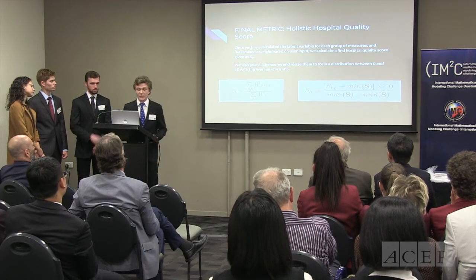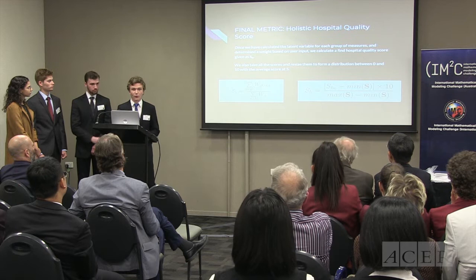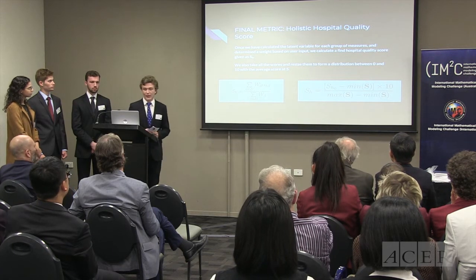So this is the final metric that we reach and use in ranking our model. What we do is we take the latent variable for each model, which you can see as alpha there in this equation, and then we multiply it by the weight and then sum over all those weights and divide by the total amount through all those weights. And then finally, we try to form a distribution where all the scores will be in a user-friendly format between 0 and 10, with the average score falling at 5. And generally, it fits a normal distribution, meaning that really good and really bad hospitals are quite rare, and just about average hospitals are what's normal.